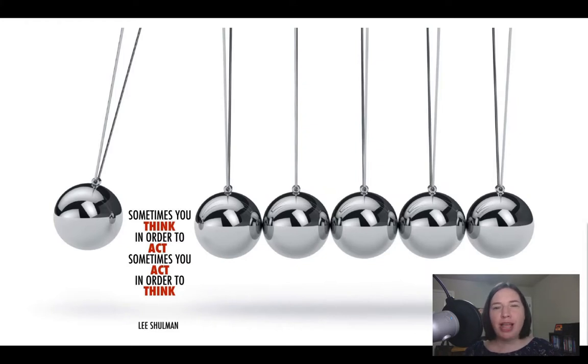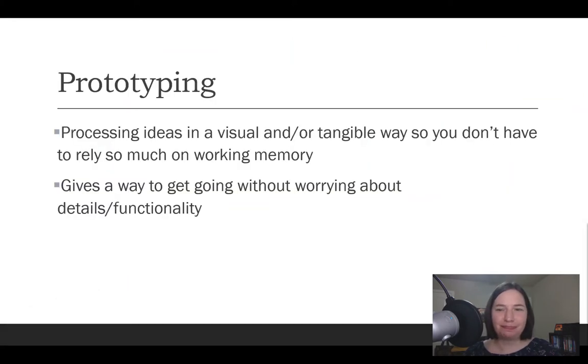It actually overlaps a lot with ideating in many ways. These all overlap. So when we prototype, we're trying to process ideas in a visual or tangible way, and it has to do with this relying on working memory. We only have so many ideas we can hold in our mind at a time. And so if we can externalize those ideas through drawings, through lists of words, through storyboards, that can help us look at them differently and free up our mind to think about other things.